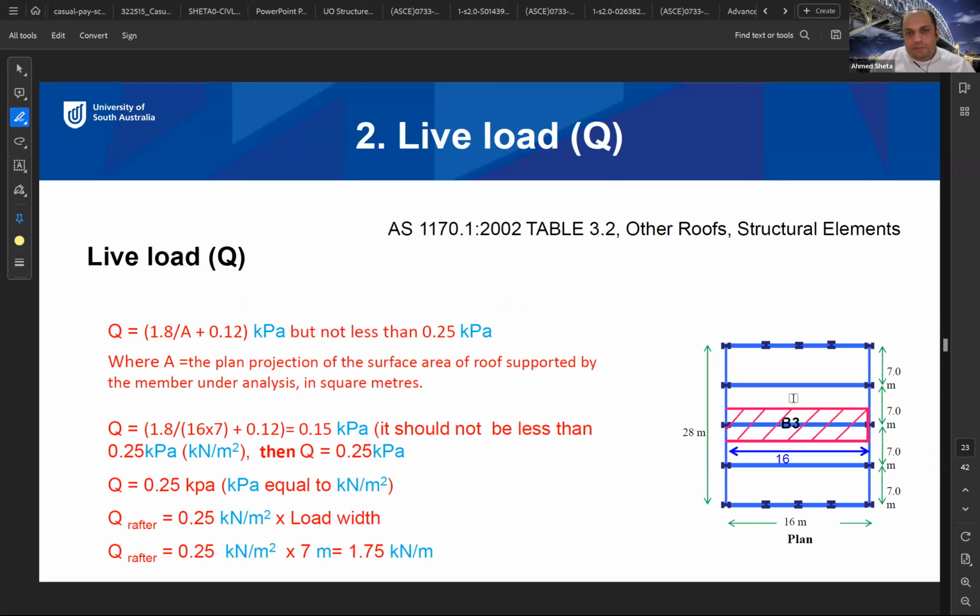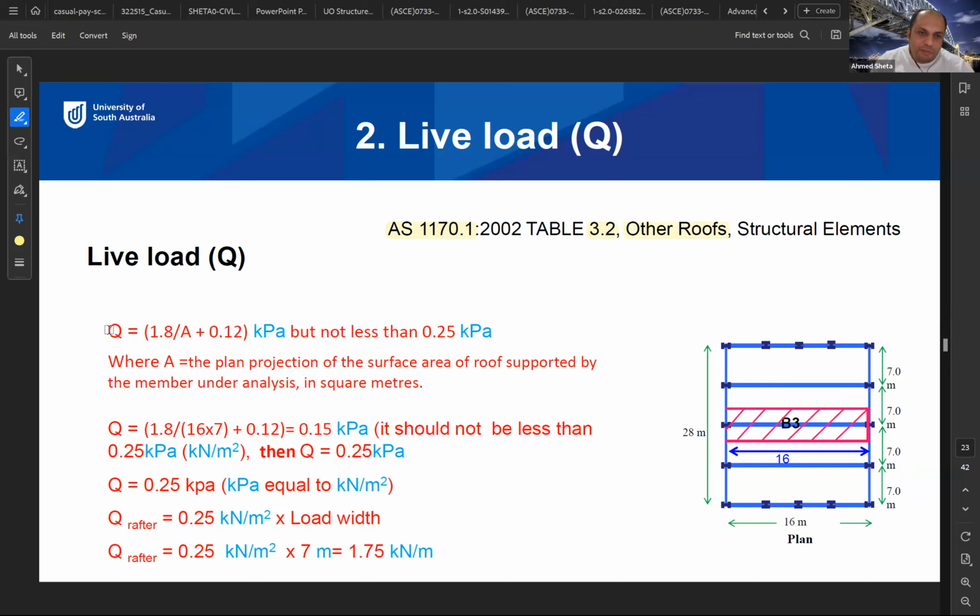The next step is live load on B1 or the roof beam. If you go to the table of 1170.1, table 3.2, you will find different types of roof, but this roof is under other roof because it is an inaccessible roof, or the roof has minimum live load, because the roofs are not accessible or used for storage or something like this. No, so it is only for covering. That's why the live load is minimum.